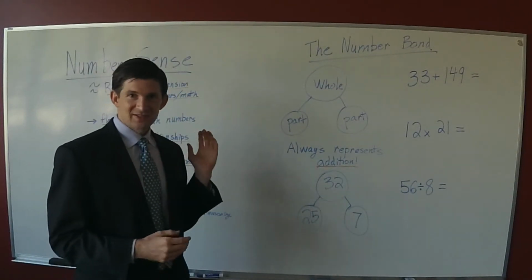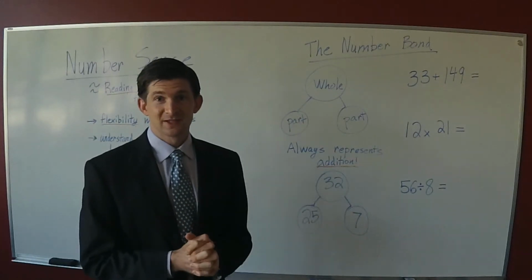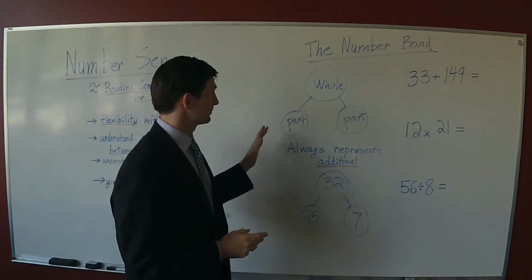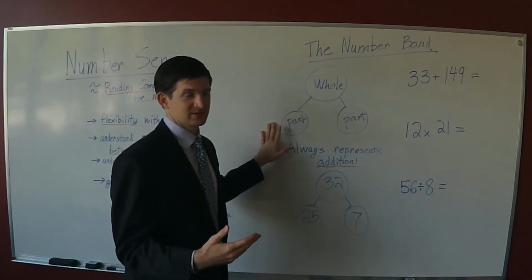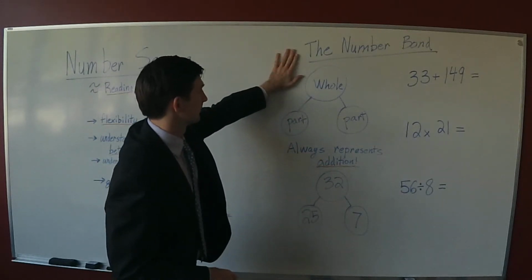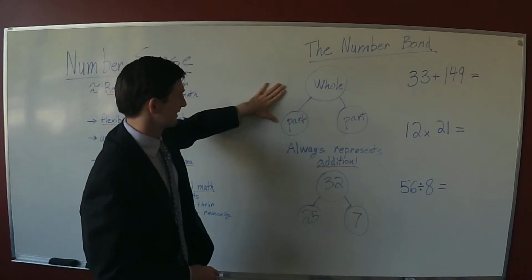So I just gave us an explanation of number sense. Now I want to explain one of the simple tools that we use that can help students develop this number sense, and that is the number bond. A number bond looks like this.